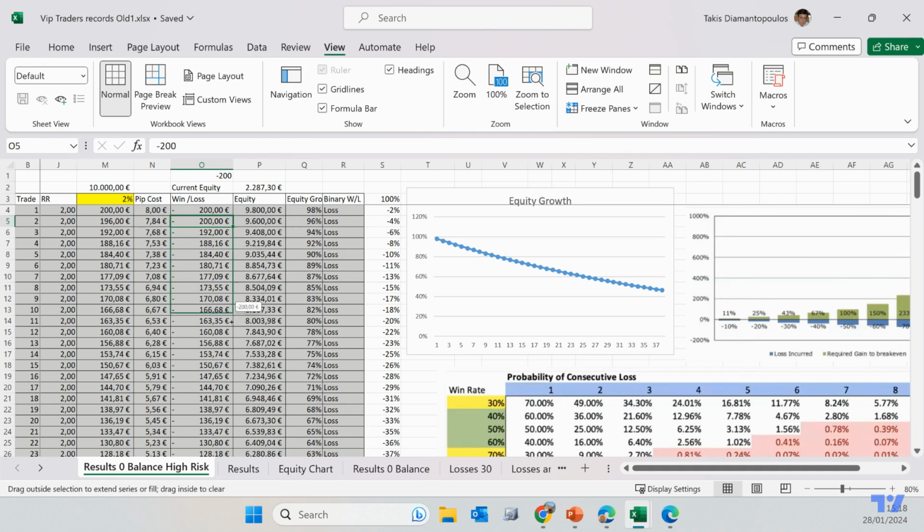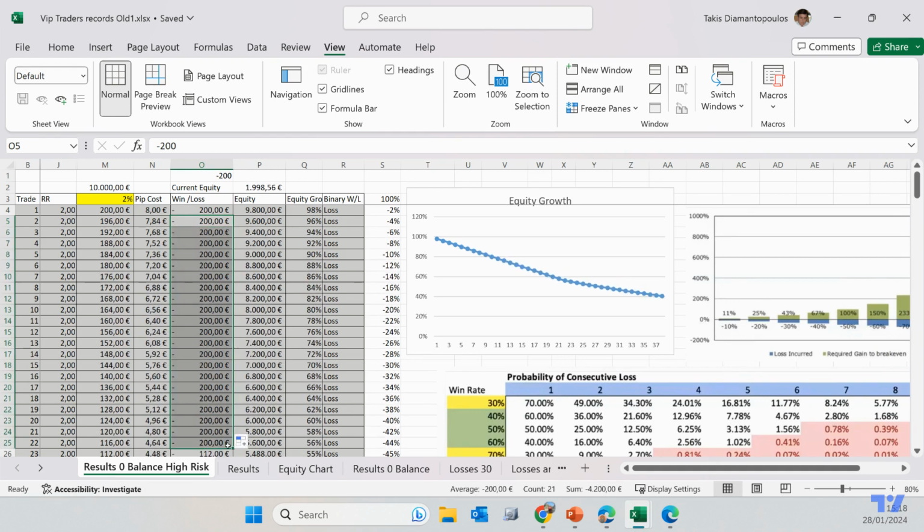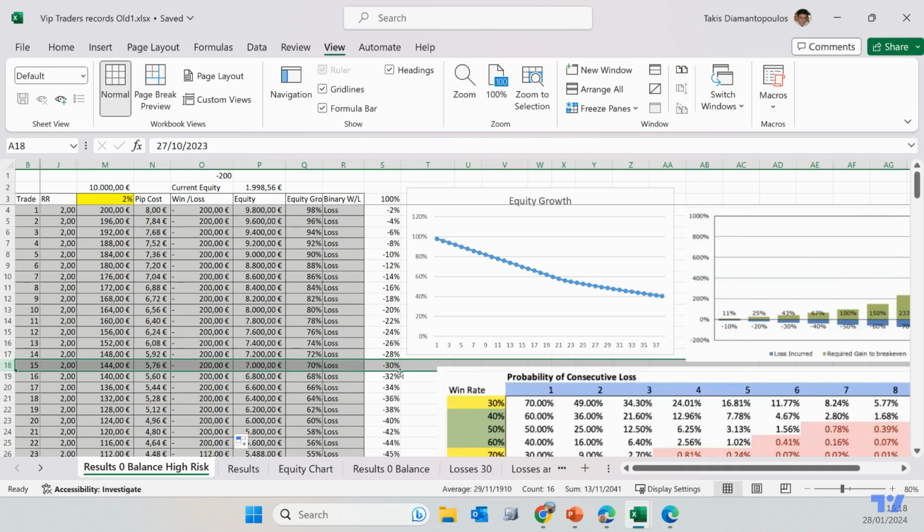Now, if I make this a fixed loss of 200 euros, all right. So I lost the 30% in 15 trades. That's less, okay? Before it was 18 trades, all right? So that means we are increasing our losing rate if the value that we lose is fixed. Okay, let's do something else.